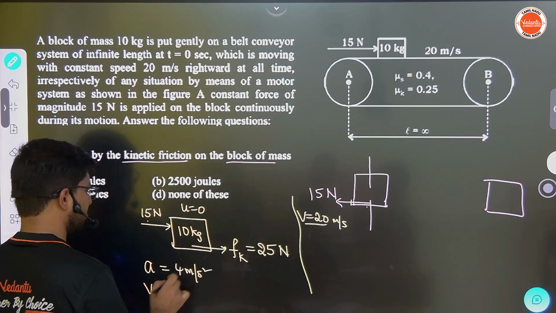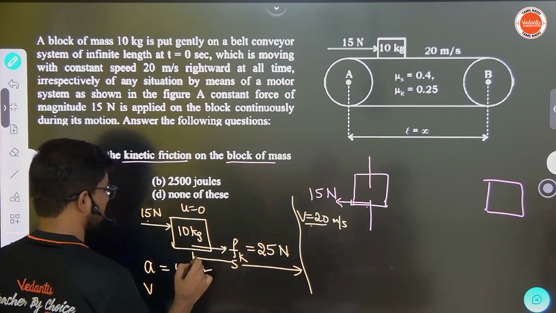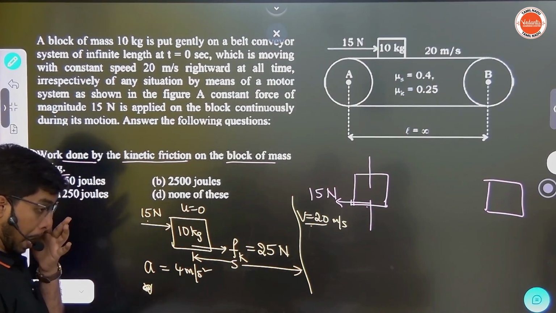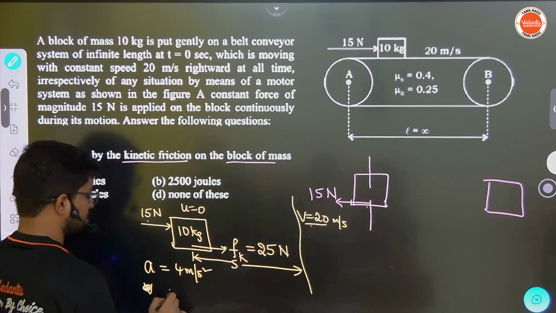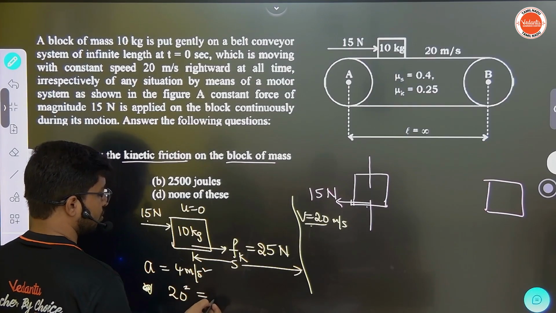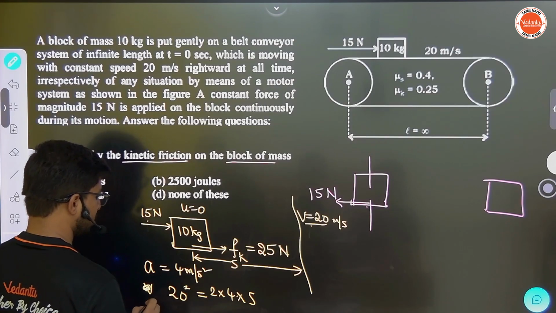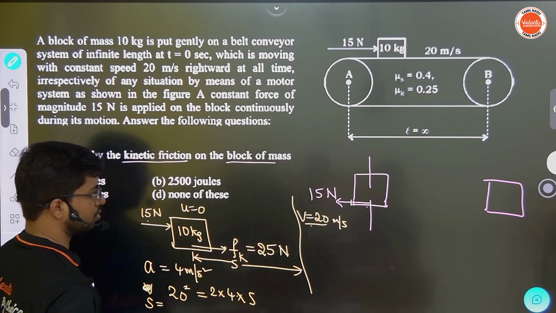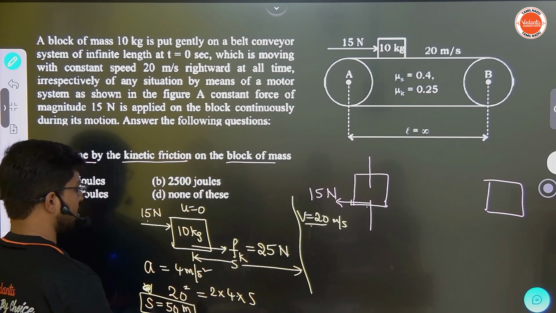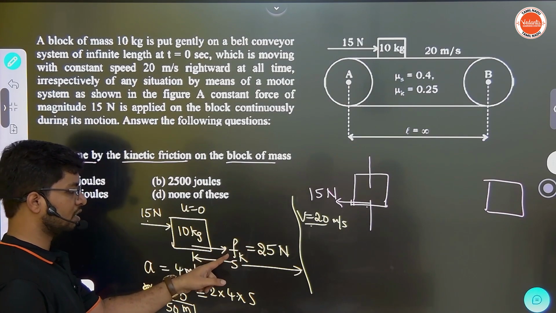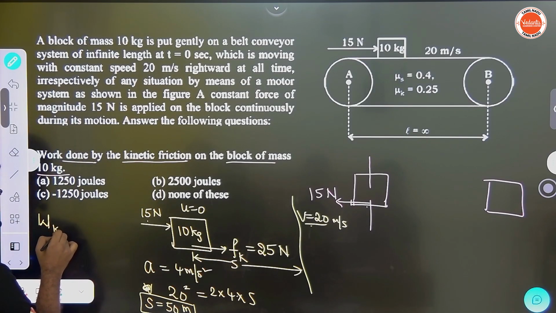So that means your final velocity is 20, and I need the displacement here. Which equation of motion will you use? v square minus u square equal to 2as, right? So this is 20 square equal to 2 into a into s. You will get s equal to 50 meters. So your displacement in the forward direction, kinetic friction is also in the forward direction. What is the work done by the kinetic friction here?